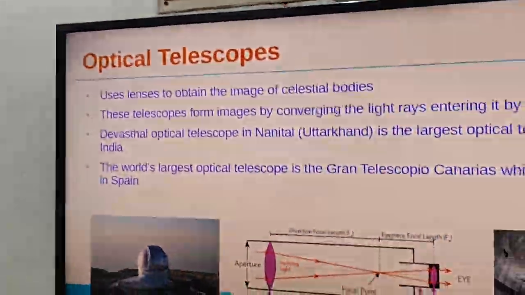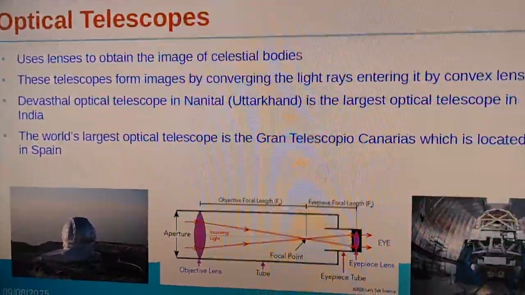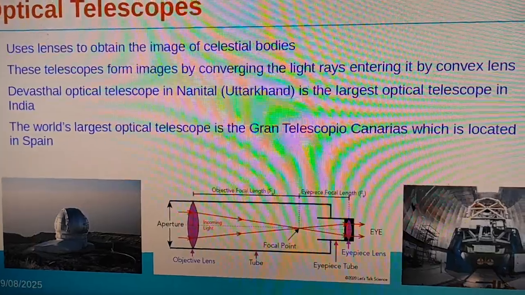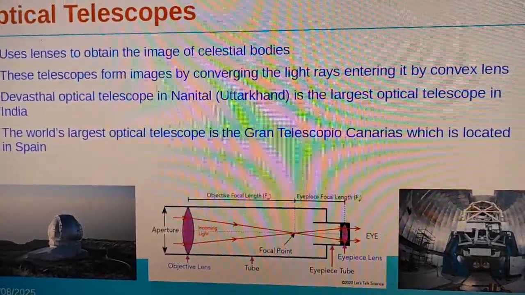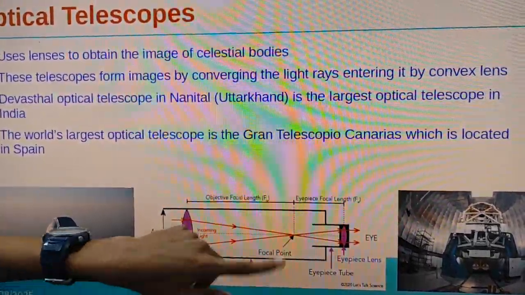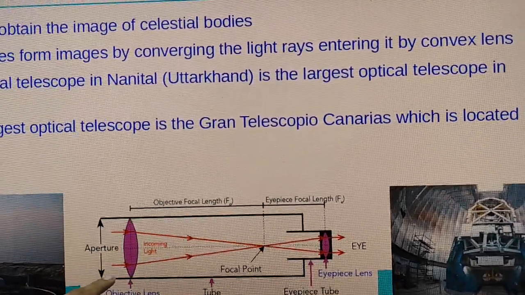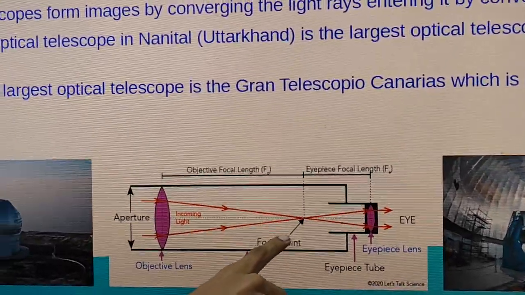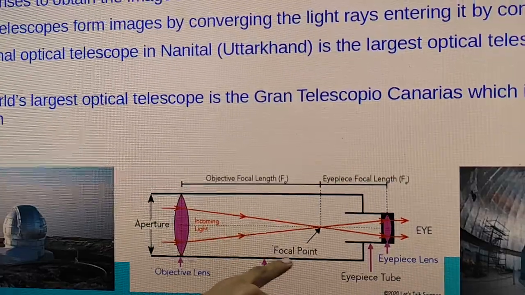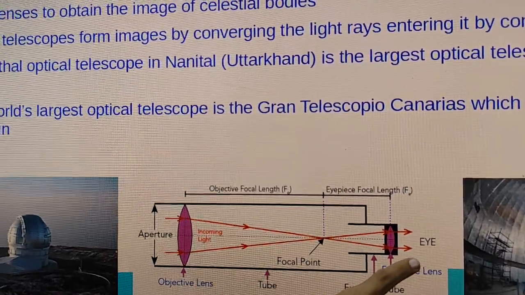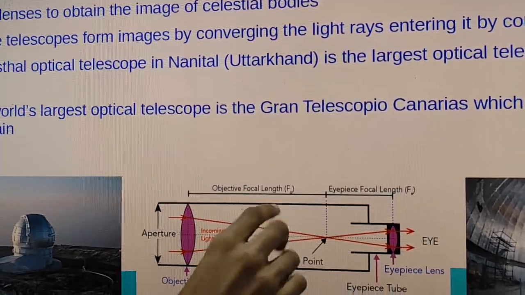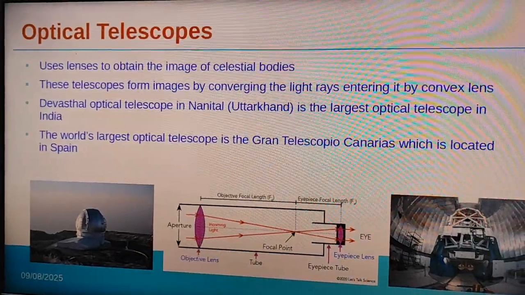Optical telescopes. Optical telescopes use a simple lens to get the image of that object. This is a simple diagram of that. The light rays enter into the telescope and are focused at one point. At that focal point, the image is formed. Through the eye, we can see that image which is formed there.